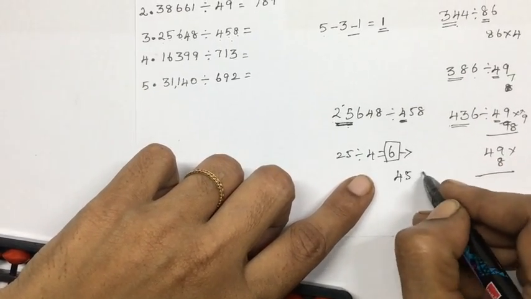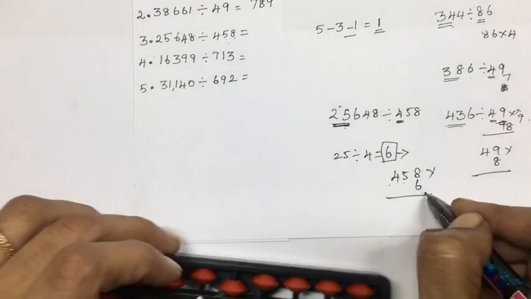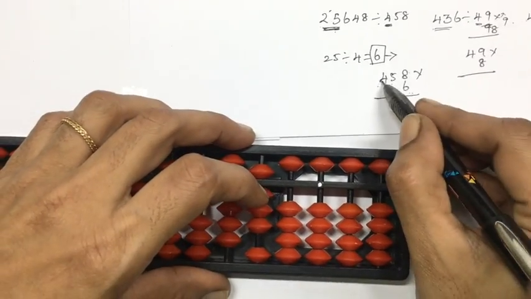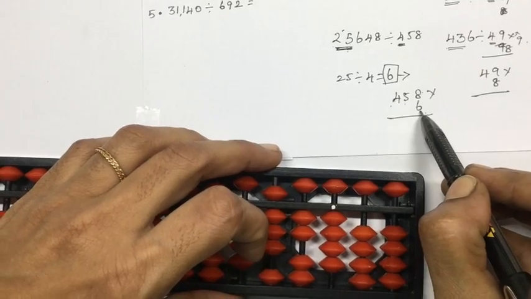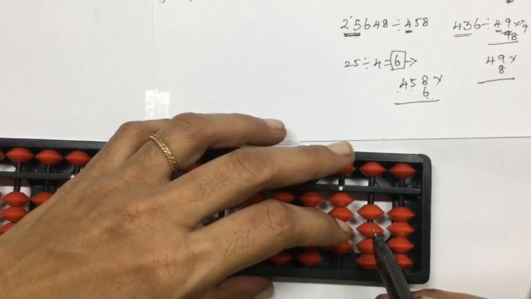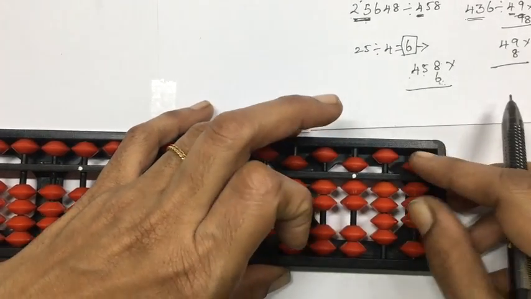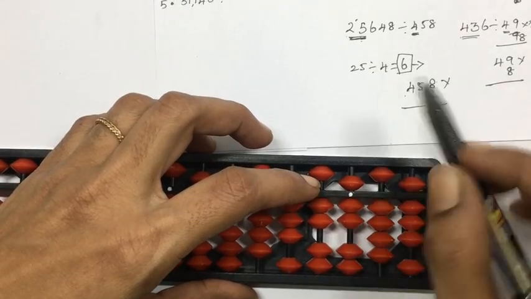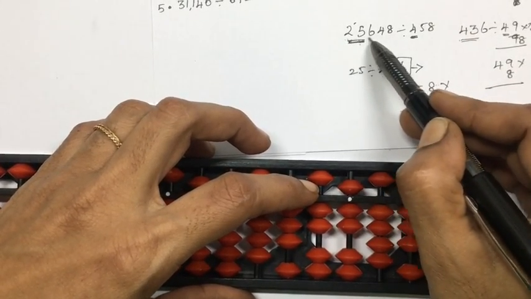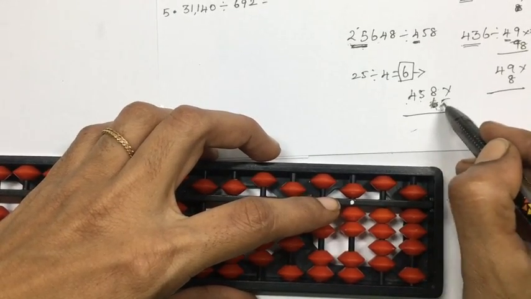So what should you do? 458 into 6 we should do. We can try this on the abacus. 4 6s are 24. 5 6s are 30. 8 6s are 48. So our answer is 2748. But we have 2564. So 6 times won't come. So we can try for 5 times.